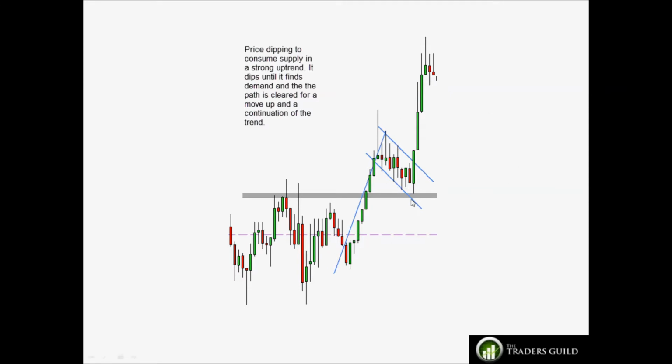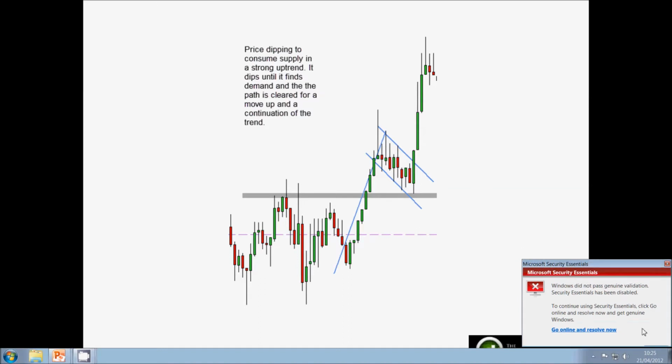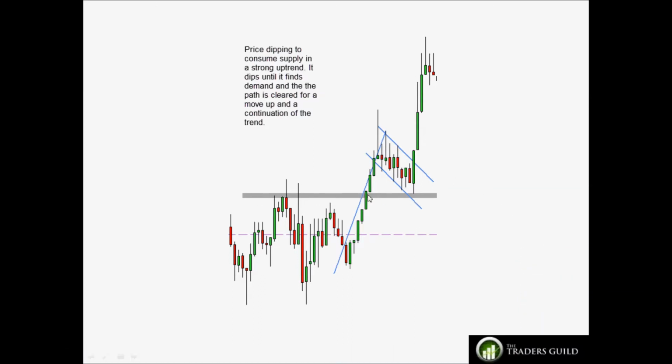We're looking at what is happening within it. Can we realistically say we have supply consumption going on here? Can we identify an area, a support resistance zone where we can expect demand to come into the market and price to move higher and break this pattern and continue the trend? That's what we're looking for.